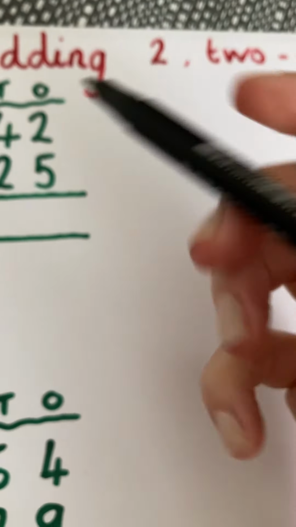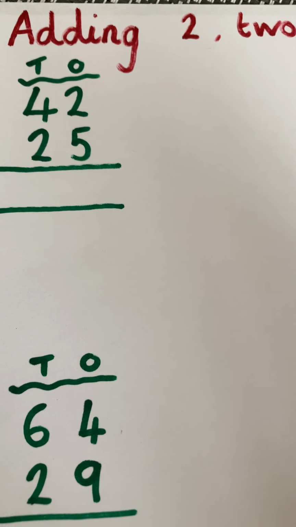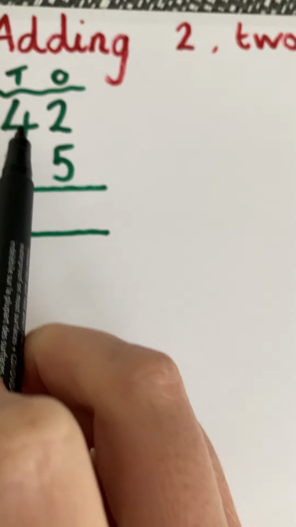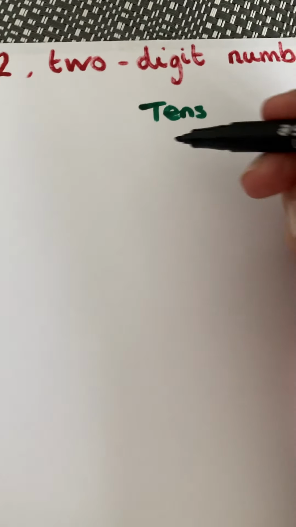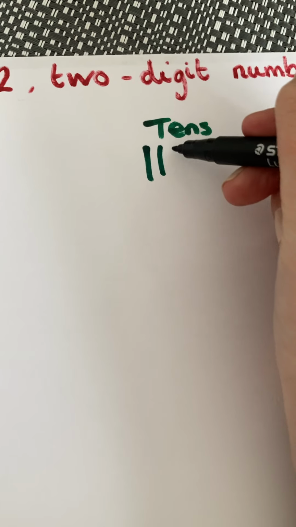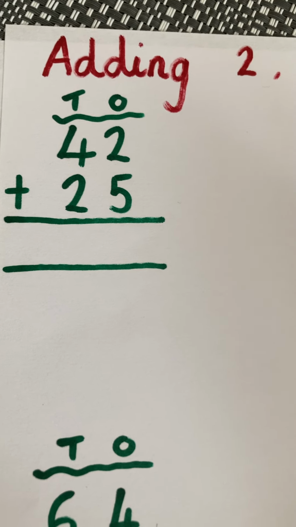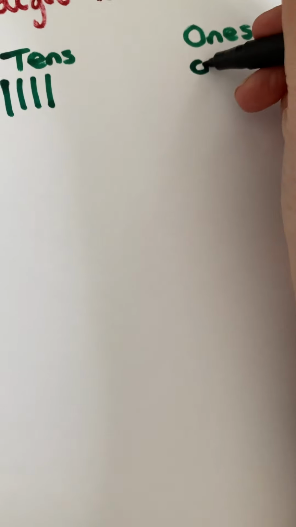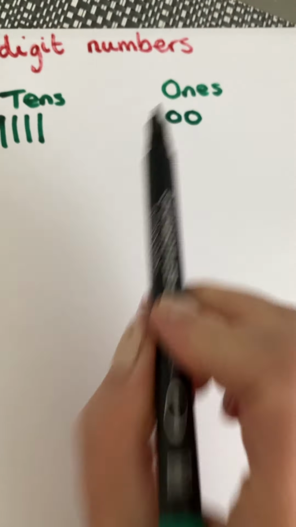So the first number I've got to partition is 42. Can you tell your grown-up how many tens Miss Moore would have to draw for the number 42? That's right, I've got to draw 4 tens, so 1, 2, 3, 4. And how many ones have I got in the number 42? Well done, I've got 2. So I draw my 2 ones over there and I've partitioned 42.